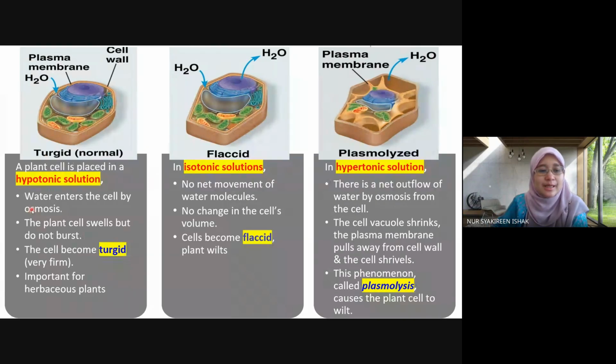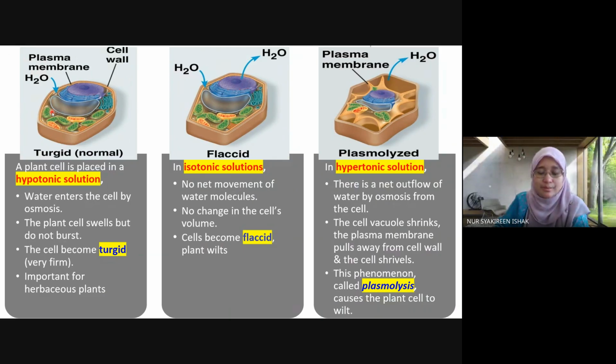So you will see that the water will enter into the cell, and then the excess water will be stored in the central vacuole, kan? So because water keeps on moving into the cell through the process of osmosis, and because the plant cell is surrounded by cell wall, kan? So the plant cell will not burst, okay? But it will become turgid, kan? So turgid, very firm.